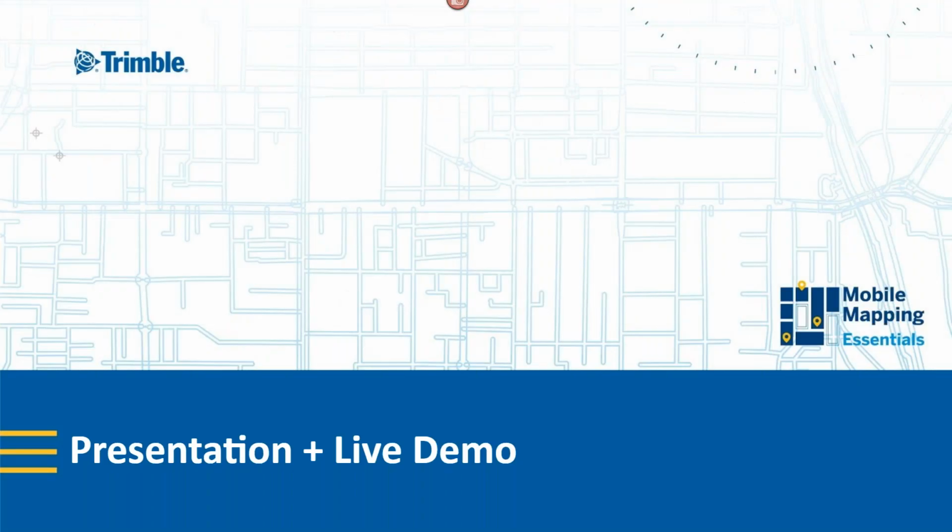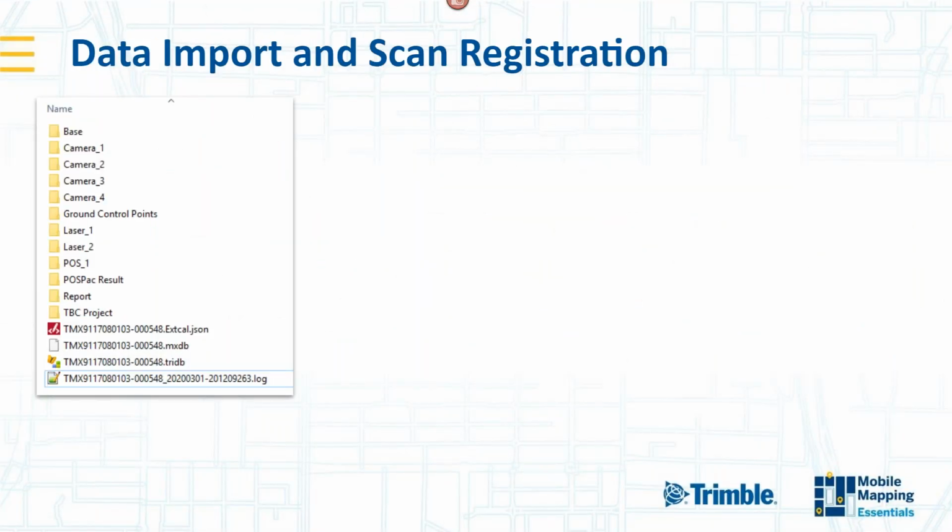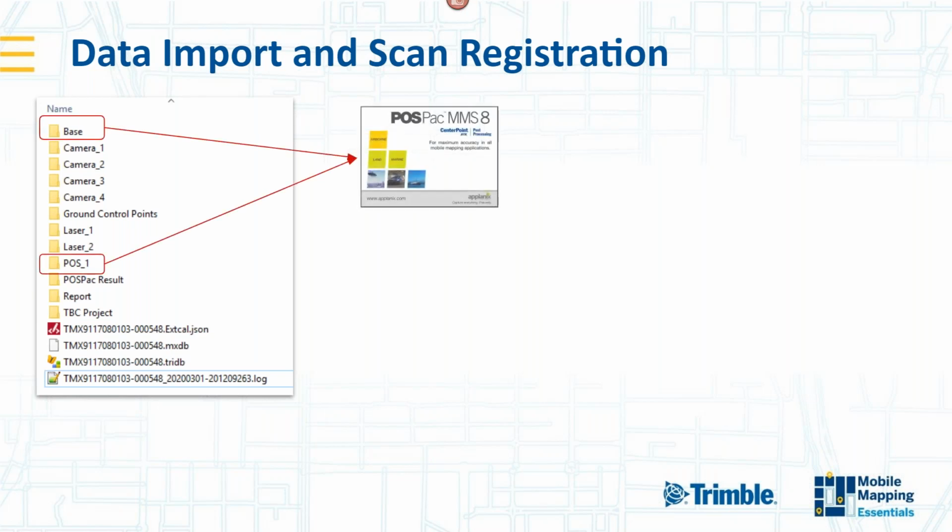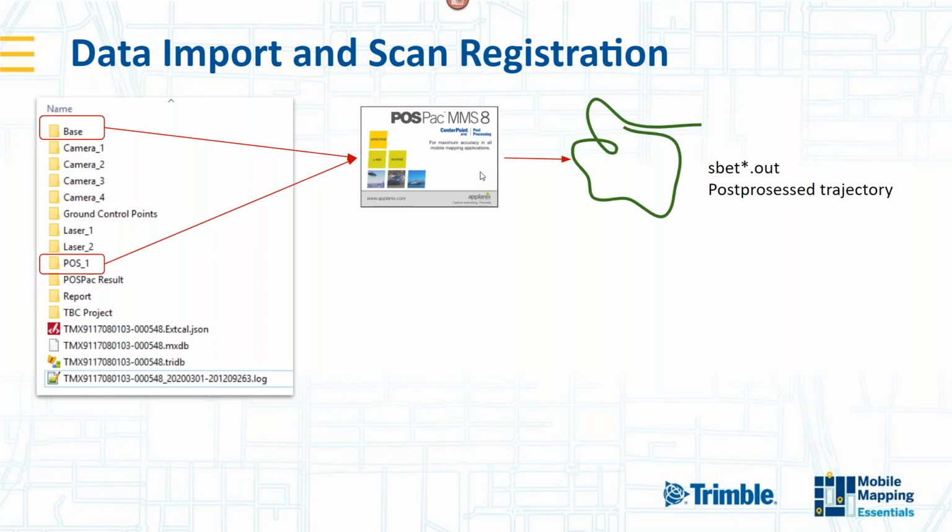All right, so I'm going to jump into the presentation and live demo. The first section I want to definitely cover is how the MX9 data can enter TBC and how we are going to register these scans if necessary. From the left side, you can see a typical MX9 data folder structure. We have all the raw data sitting in this folder. And like we said before, the first thing we want to do is bring the real-time POS information and probably your own reference station information into POSPAC. In there, we are going to generate a file called sbet.out.